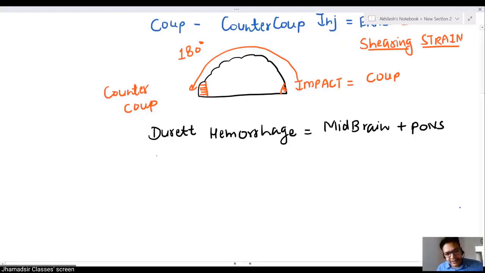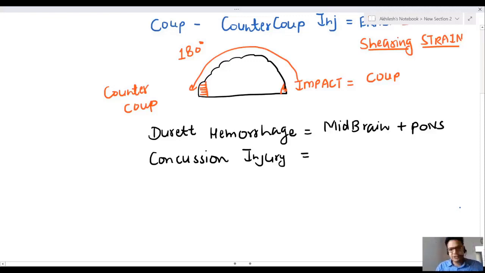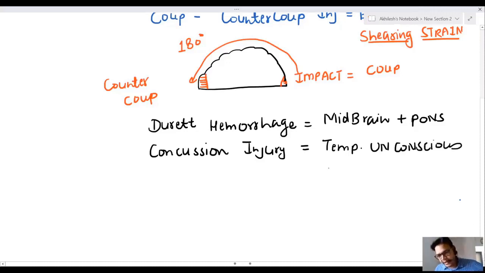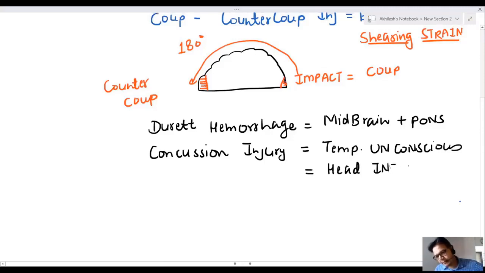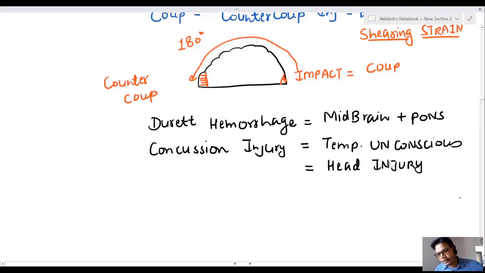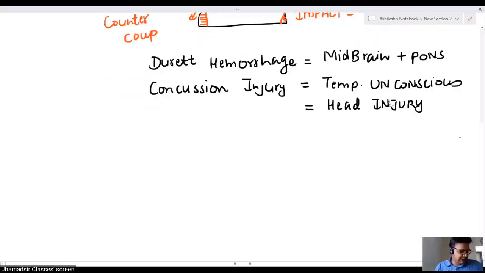Now, sir, there is an injury of the brain which is known as concussion injury. What is concussion injury? Here you are temporarily unconscious due to head injury. This temporary unconsciousness due to head injury is known as concussion injury.